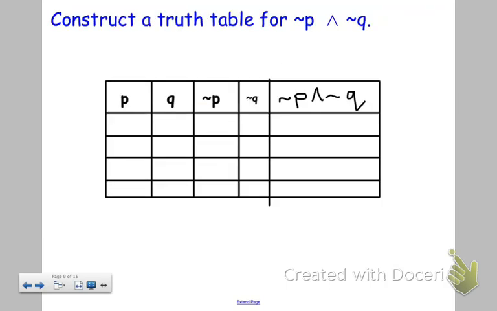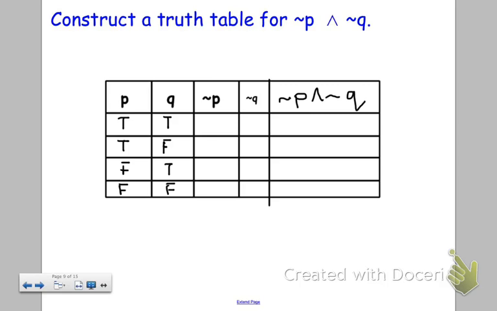Let's try another one. This time we want to construct a truth table for not P and not Q. So we know when we look at that original question that asks us to make a truth table for not P and not Q, we're going to have to start with a P and a Q. Same exact four combinations. I'm going to have P is true, Q is true. P is true, Q is false. P is false, Q is true. And P is false, Q is false.